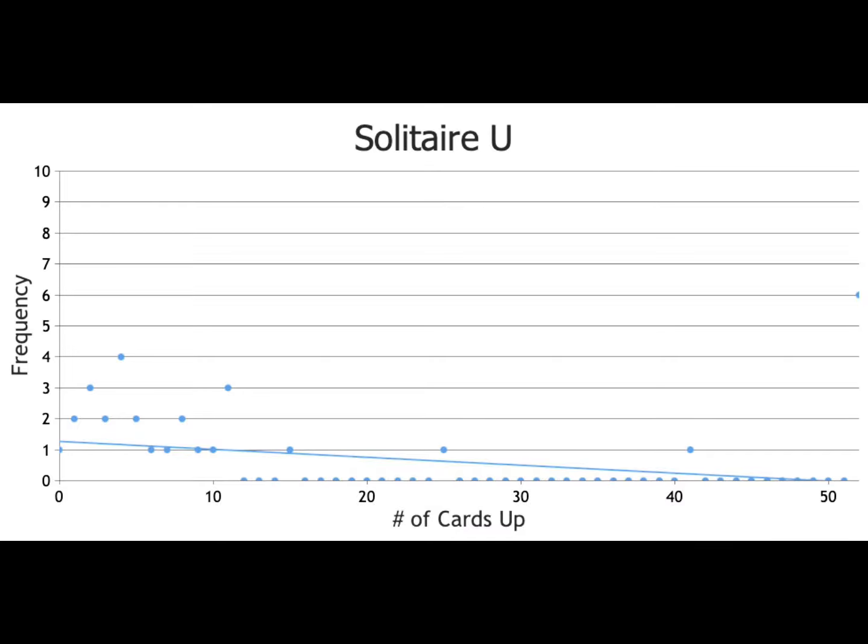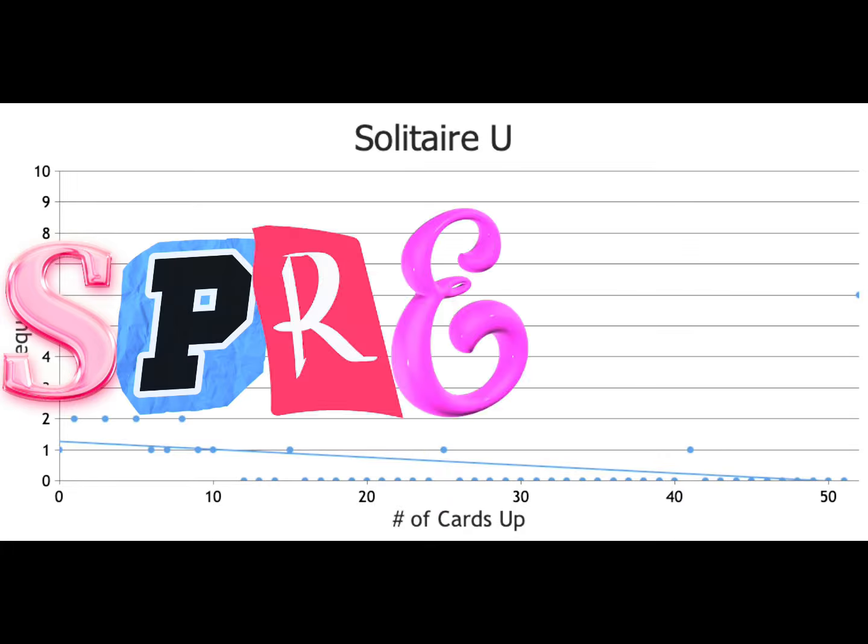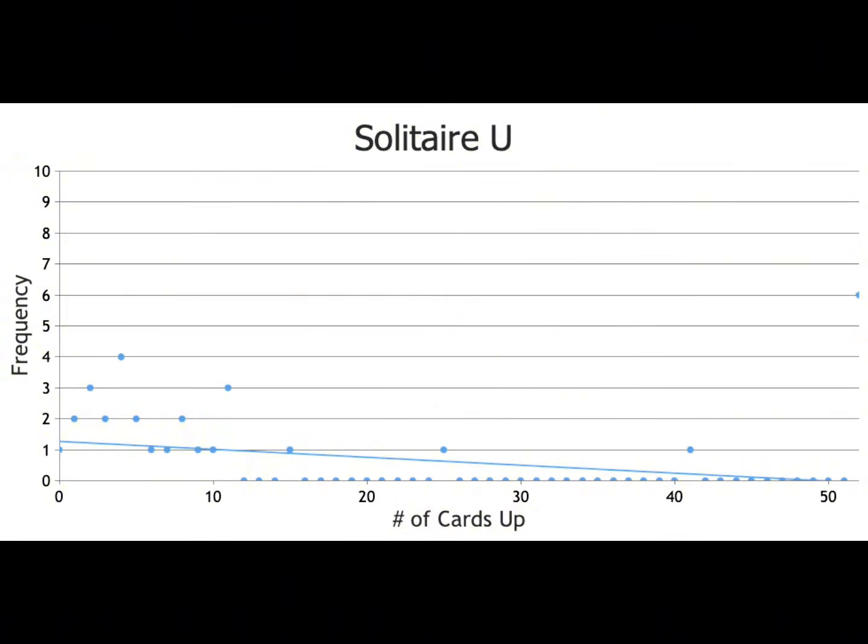So this is our chart for our U variable. As we can see, it's skewed to the right, and I would probably use the median for this one because we have a lot of outliers to the right side. In terms of spread, we got the whole 52 cards for this one.